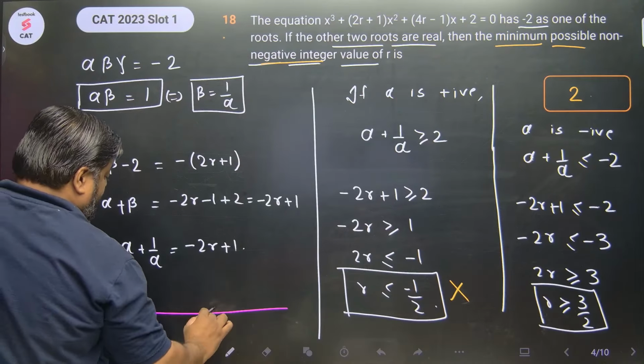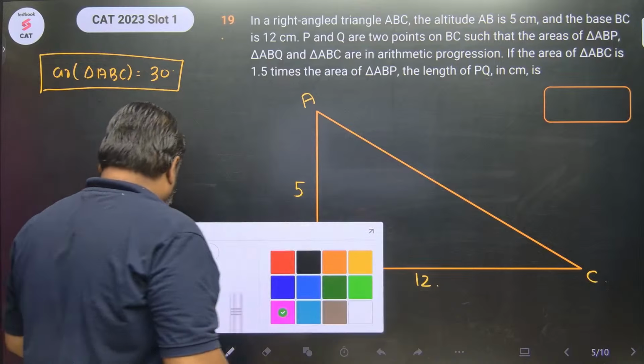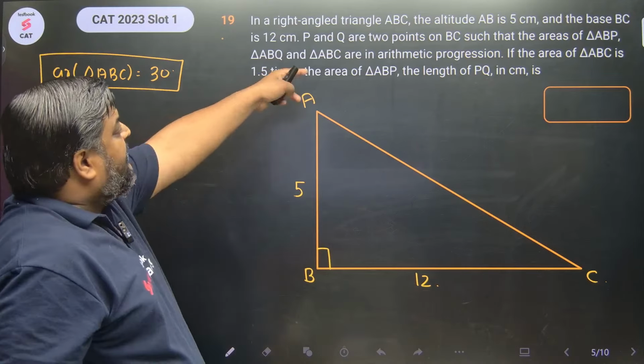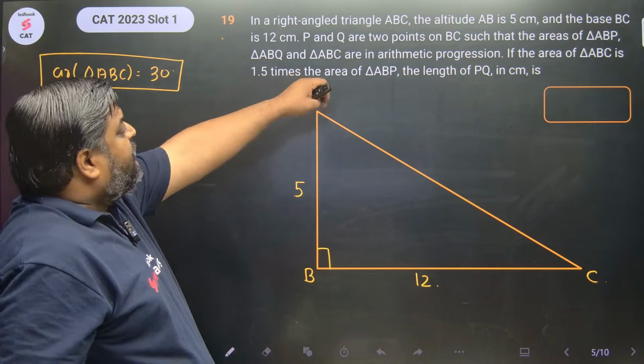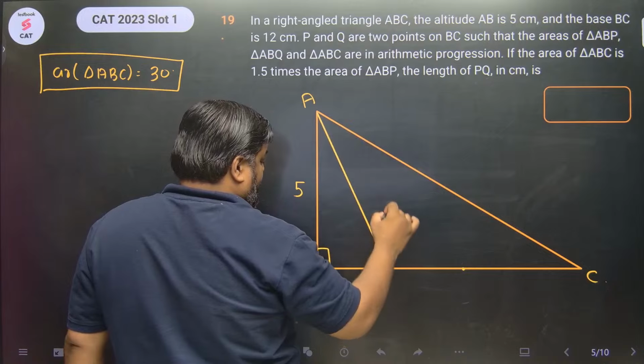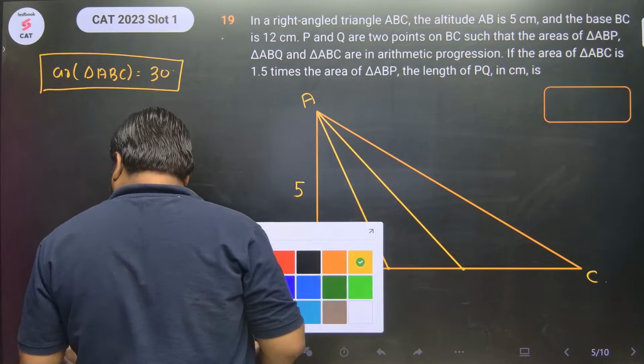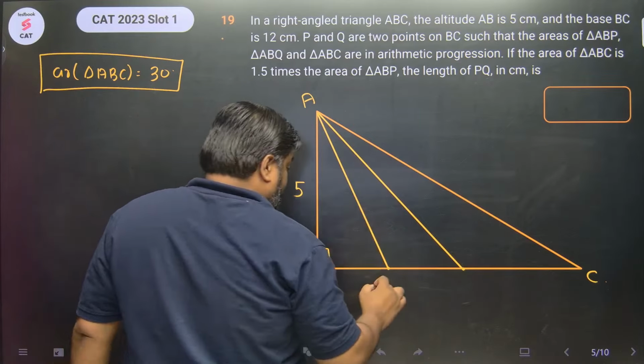Very good. Chalo, let's come back to this. Now P and Q are 2 points on BC. One is P, one is Q. Okay sir, let's connect them, P and Q. The entire length is 12.